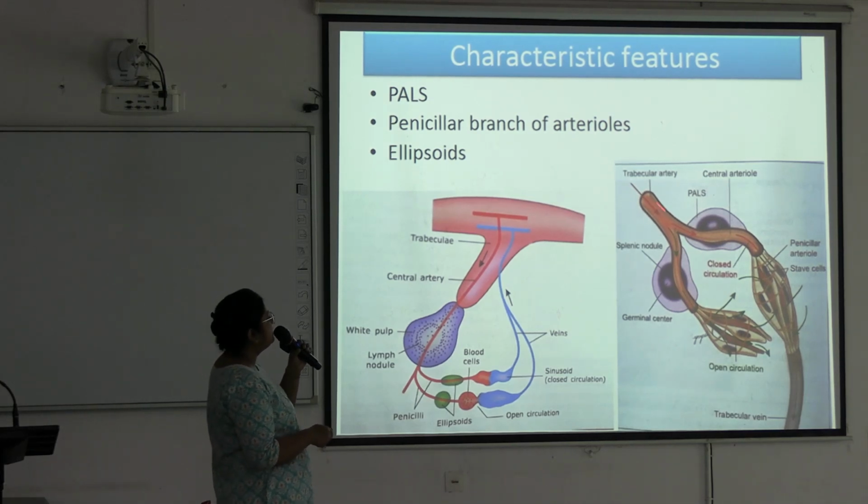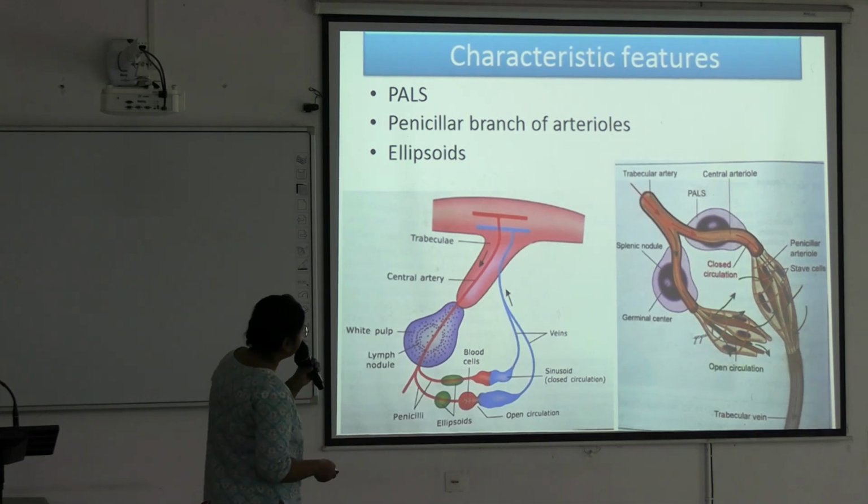So here trabecular artery is giving central arteriole. Around the central arteriole, periarteriolar lymphatic sheath is forming. Here it is directly draining into the sinusoids. So this is closed circulation. Here it is opening into the red pulp and then draining into the sinusoid. So this will be the open circulation. Next.